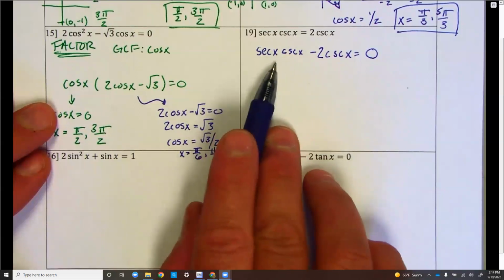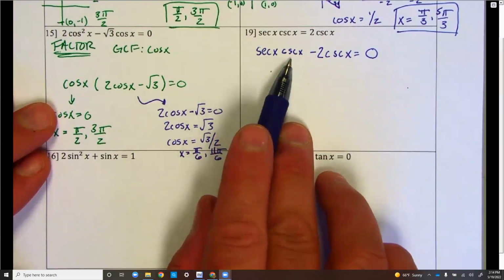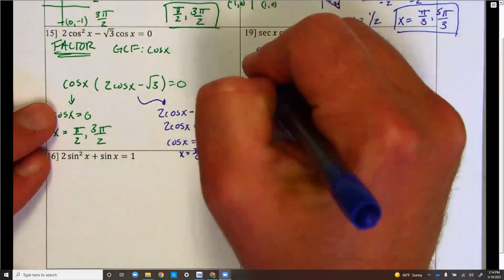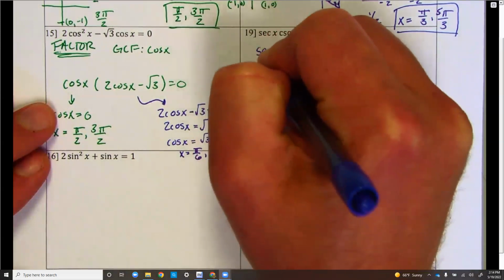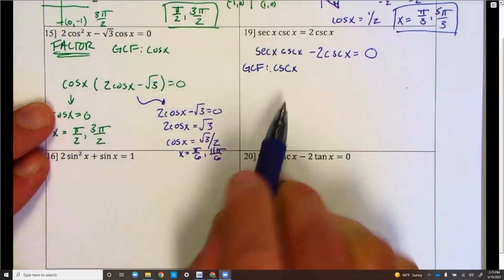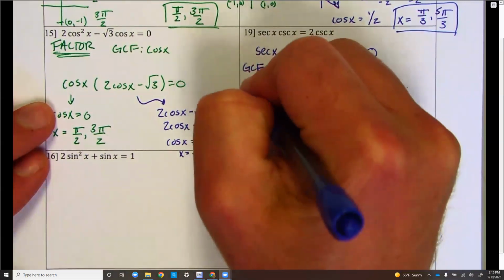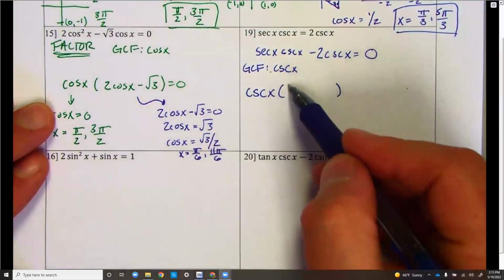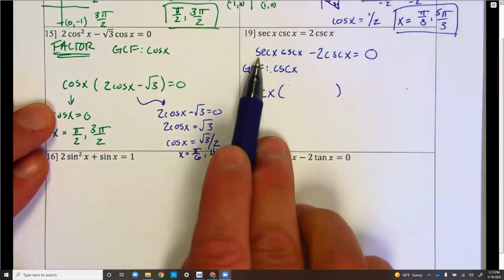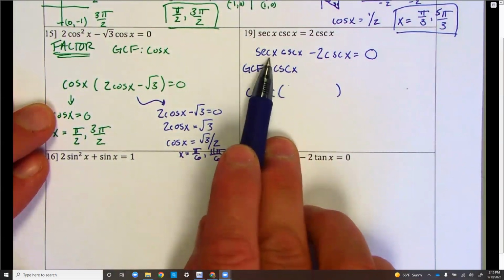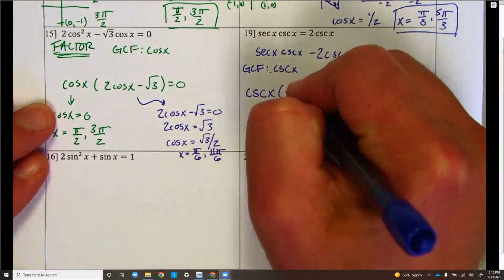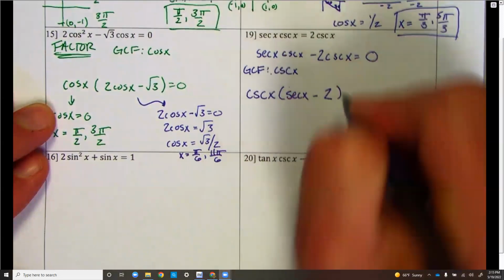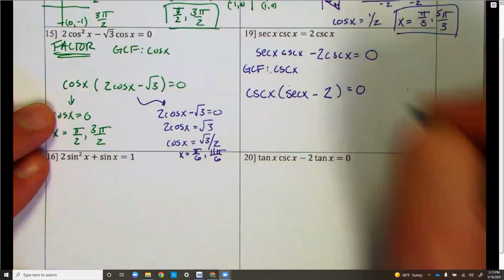Now that everything is on one side of the equation, I notice that this term, even though it has some length here, shares a common factor with this second term. They both have cosecant. That's the greatest common factor, cosecant. So I'm going to factor it and put it in front of a set of parentheses so that if I did the distributive property here, it would return to cosecant times secant, which means this needs to be secant, and cosecant times -2. So this needs to be -2. It's still equal to 0.